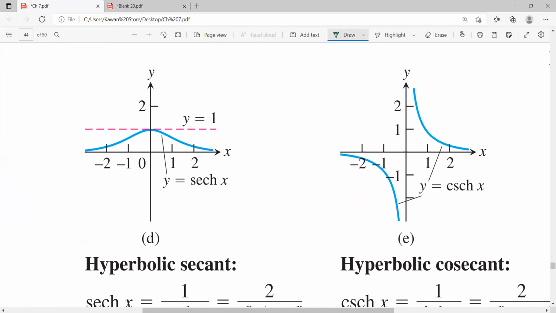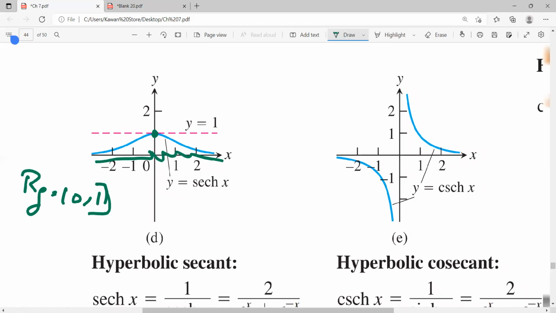How about that one? Quickly, generally. Domain, R. Range. Understood? You got it? Understood? It's not an asymptote, actually. That one is not an asymptote, just like a range. Understood? Good.